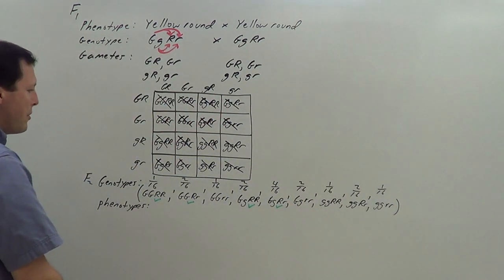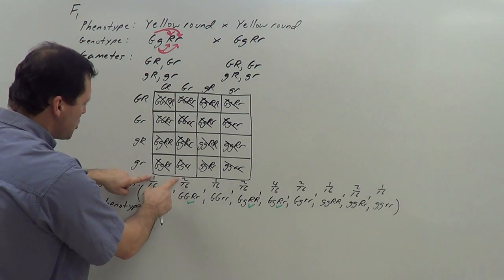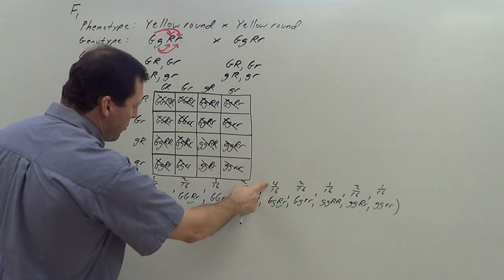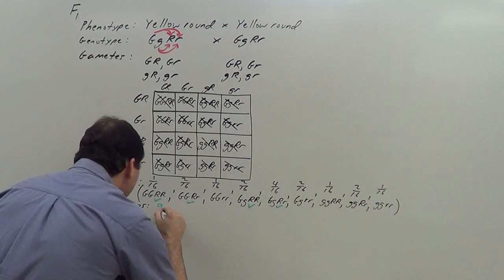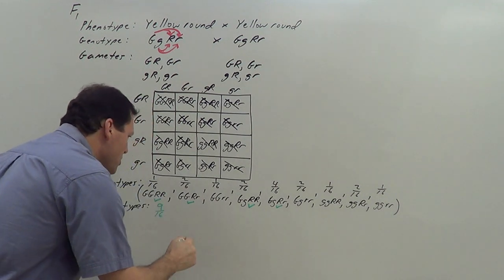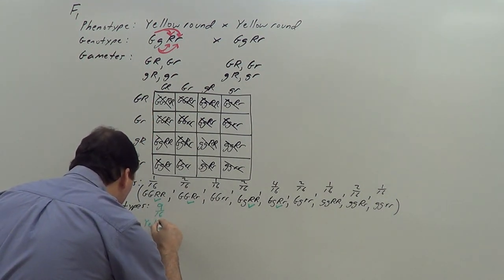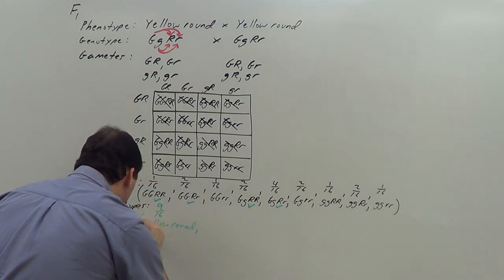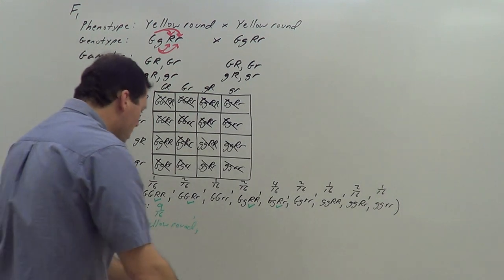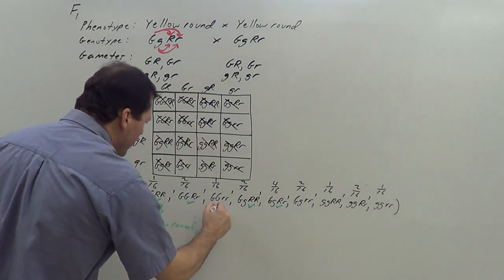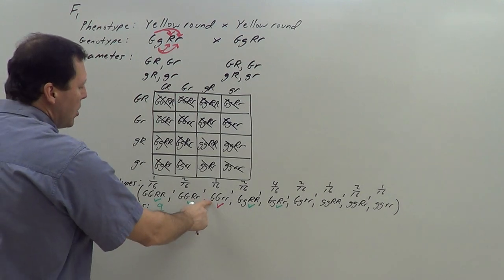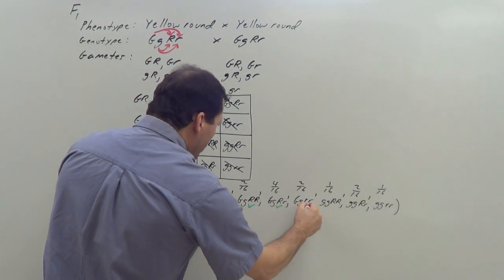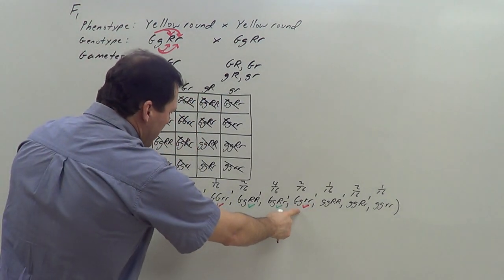All right, let's add those up. 1 plus 2 is 3, plus 2 more is 5, plus 4 more is 9. So 9/16 are going to give me yellow round seeds. I'm going to use a different color here. Let's do this one next. We'll check. That's going to give me yellow wrinkled seeds. Any others with yellow wrinkled? Yeah, this guy right here. Any others? Nope. That's it.